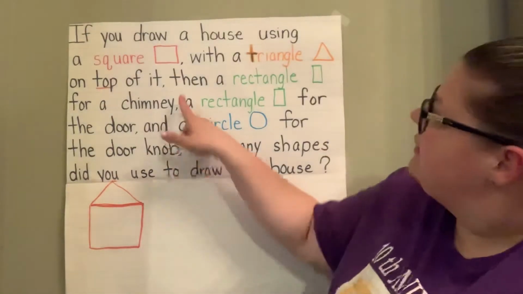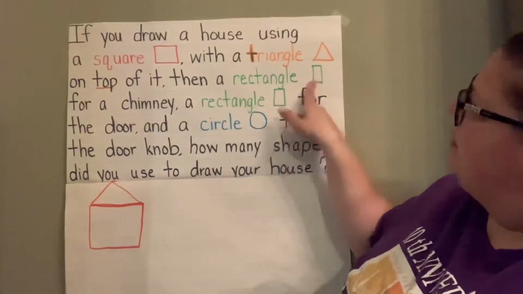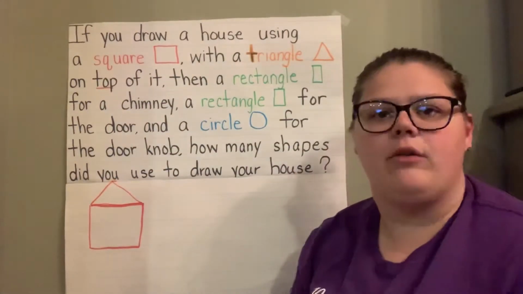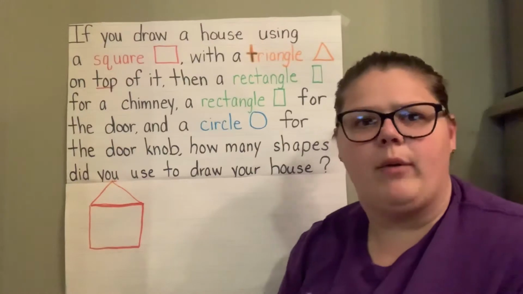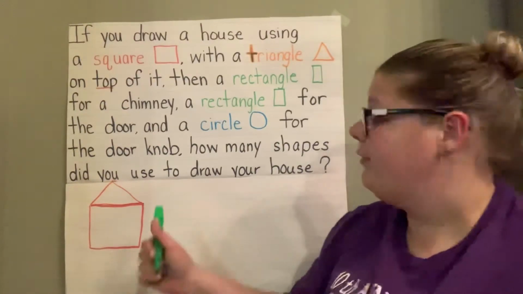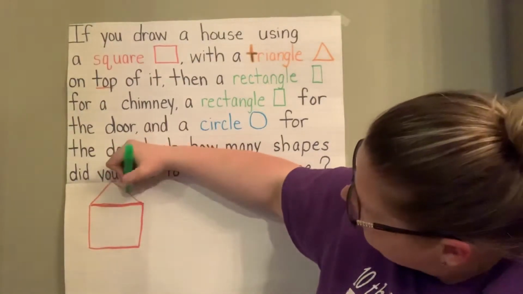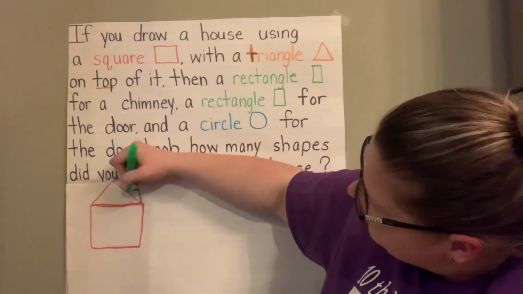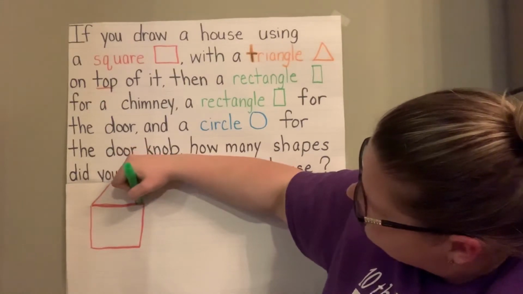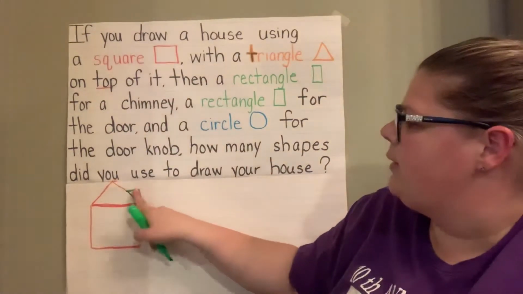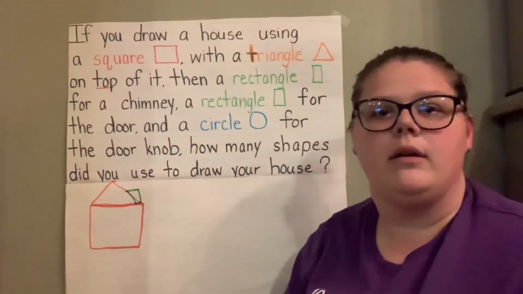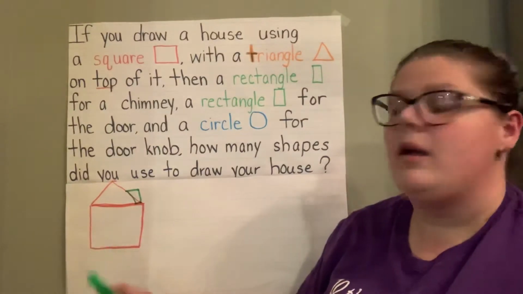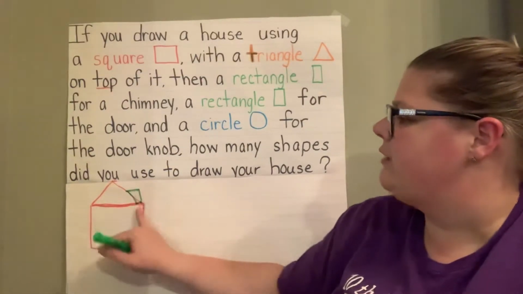Then it says a rectangle for a chimney. So we are going to draw a rectangle for the chimney. Where would a chimney go on a house? On the roof. So we're going to draw a chimney. A rectangle. Now a rectangle has 4 sides, but 2 are short and 2 are long. So our square had 4 sides that were all the same, but our rectangle has 2 short and 2 long.